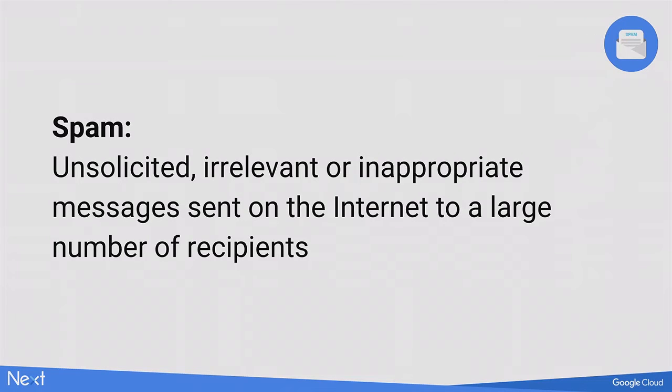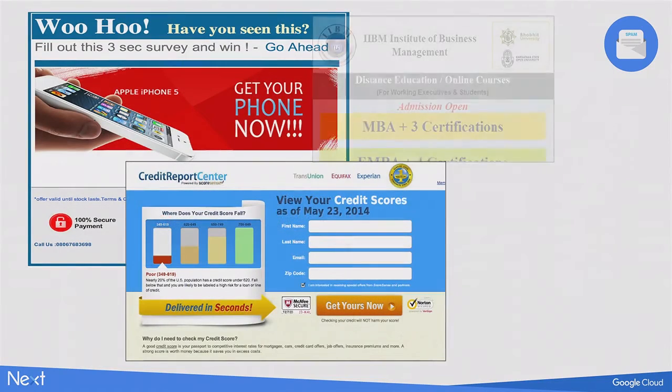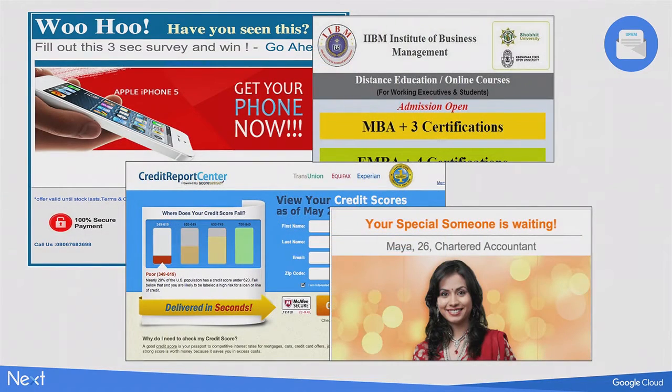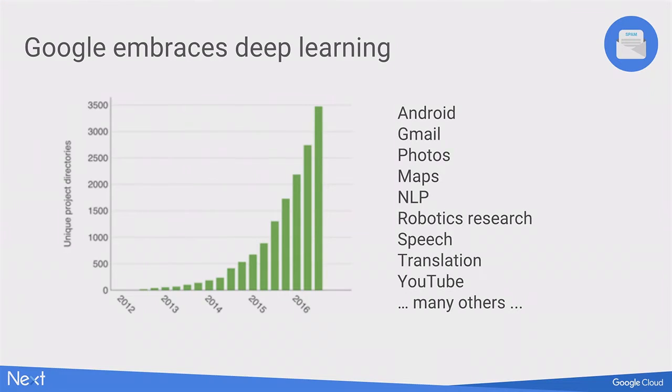Spam is unsolicited, irrelevant, or inappropriate messages sent over the internet to a large number of recipients. And we all know it, we all get it, we almost become used to it. It's mostly commercial advertising, often for dubious products, all sorts of get-rich-quick schemes. The damage for organizations is mostly waste of time and productivity loss, but it does add up. So over time, it can be significant. So what does Google do to protect you against spam?